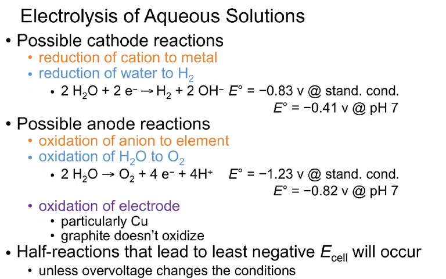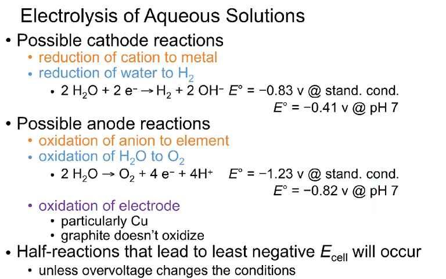It's also important to keep in mind, if you're working in aqueous solutions, that you could also just react your water. The reduction of water to hydrogen has a standard potential of negative 0.83 volts. If we're at pH 7, it's negative 0.41. Or we could oxidize our water to oxygen, which has a standard potential of negative 1.23 volts.